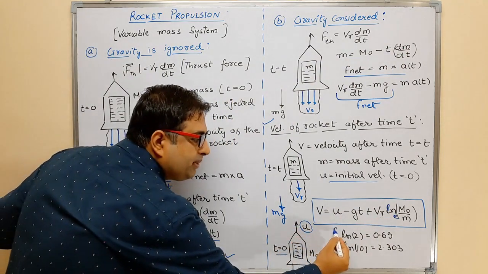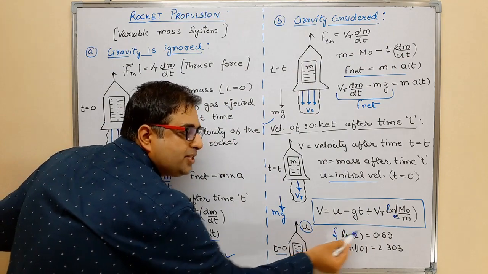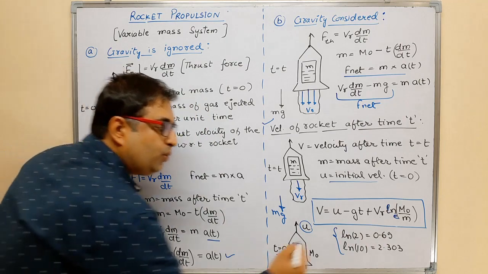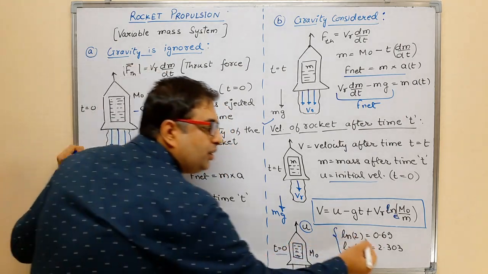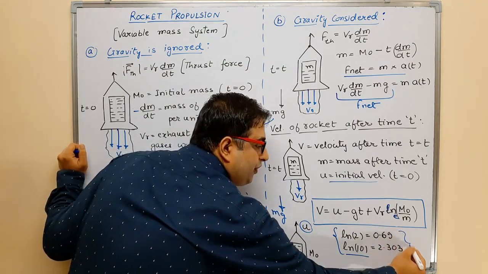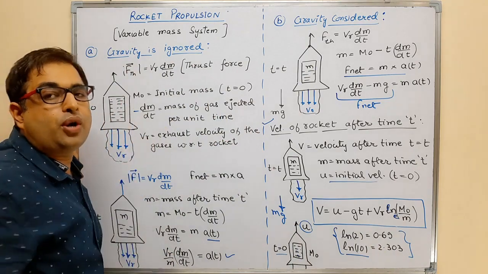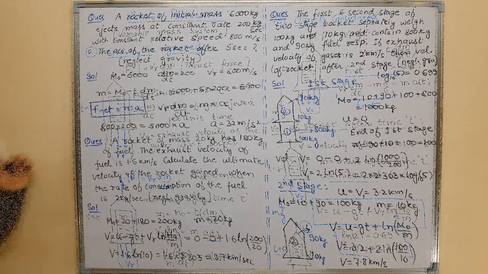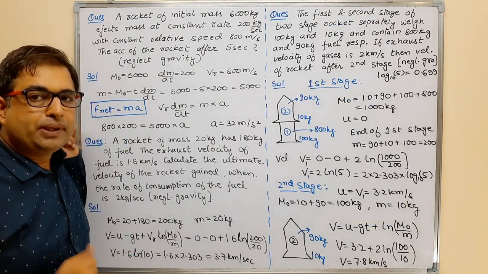You have to remember some results also. Log base e 2, or ln 2, is 0.69. What is the value of ln 10, or log base e 10? It is 2.303. We will use these values in numericals based on rocket propulsion. Next, let us see some problems based on rocket propulsion.